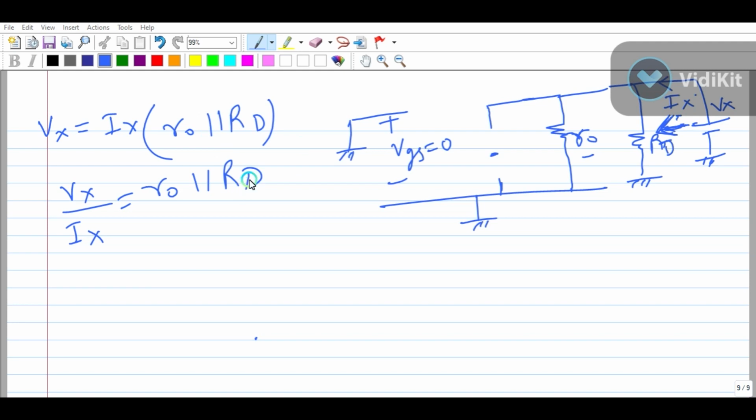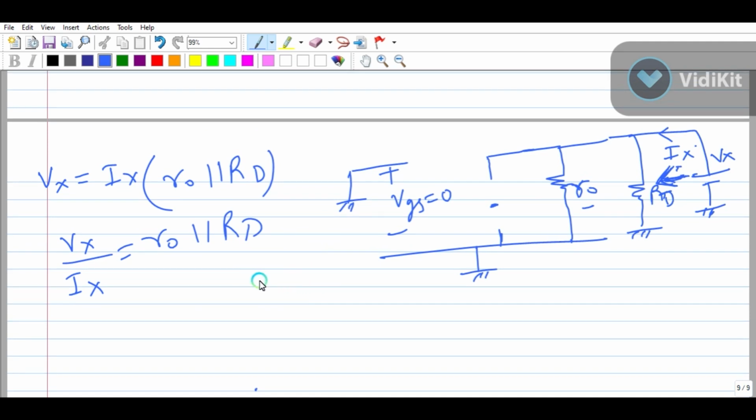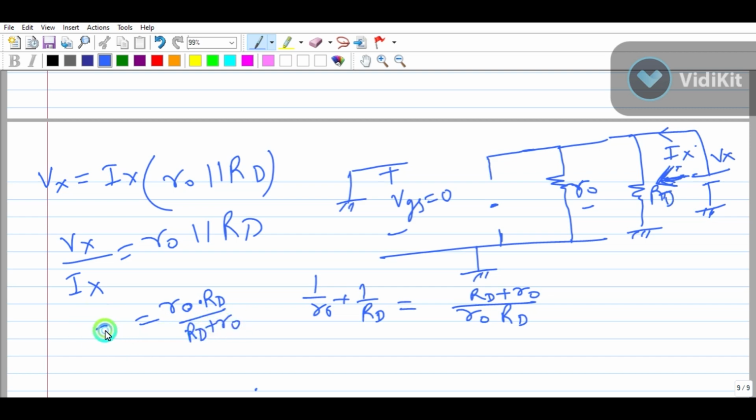And so R naught parallel RD, if we calculate this value, is R naught plus 1 by RD, which means it is R naught dot RD into RD plus R naught. Okay, so this is Z out.